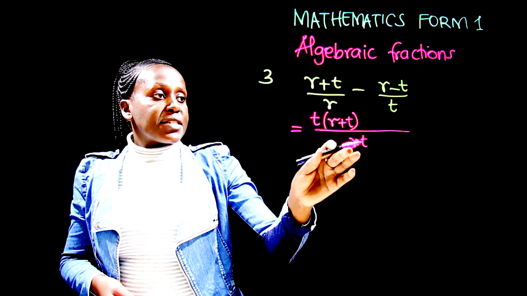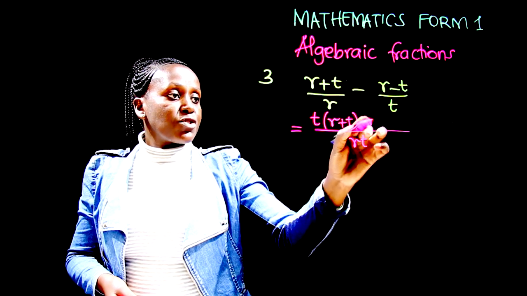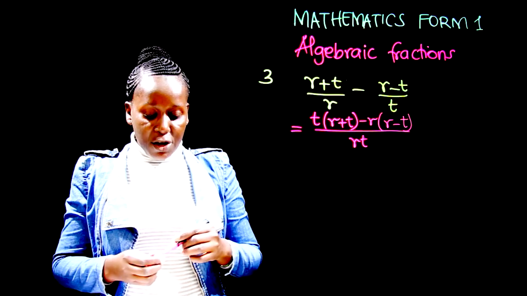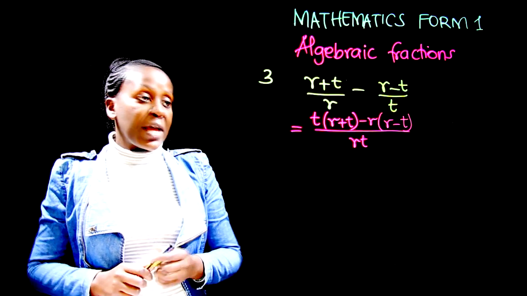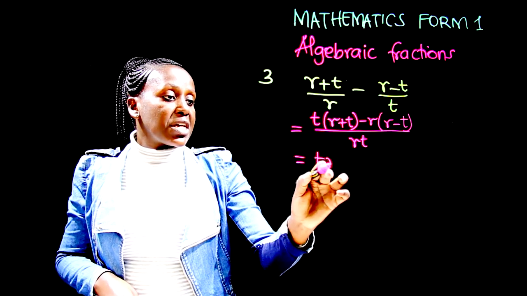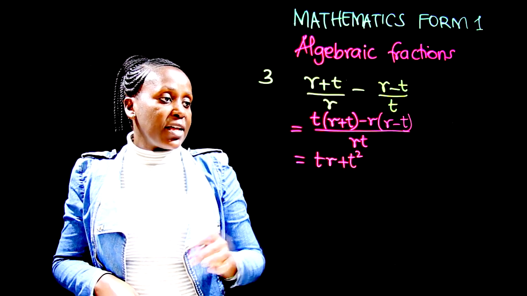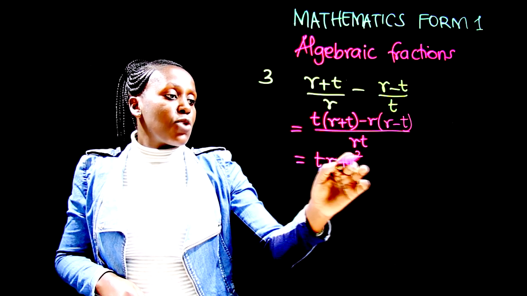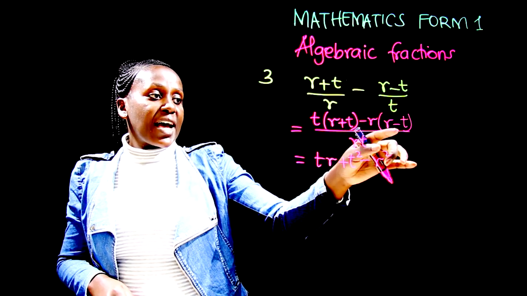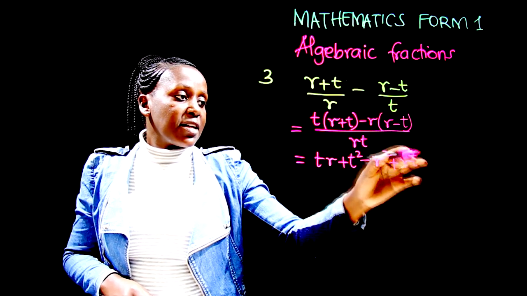And then RT divided by T, we get R. Remember this negative, so it's going to be negative R. Then we multiply by R minus T. So at this point now, we are going to open the brackets. T times R will be equal to TR. T times T will be equal to T squared. Negative R times R will be negative R squared. Then negative times negative is positive. So negative R times T is positive RT.